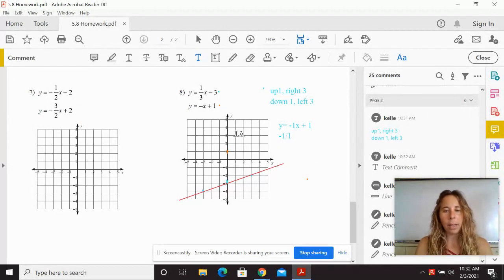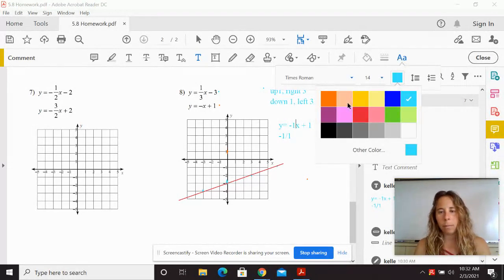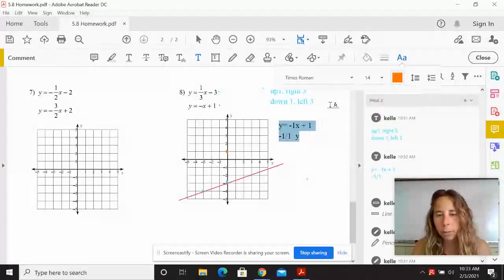So to graph it, I should make this a different color. Orange. Why can I not? There we go. Maybe. Okay, now it'll be orange, hopefully. Nope. Technical difficulties, stand by. There we go.